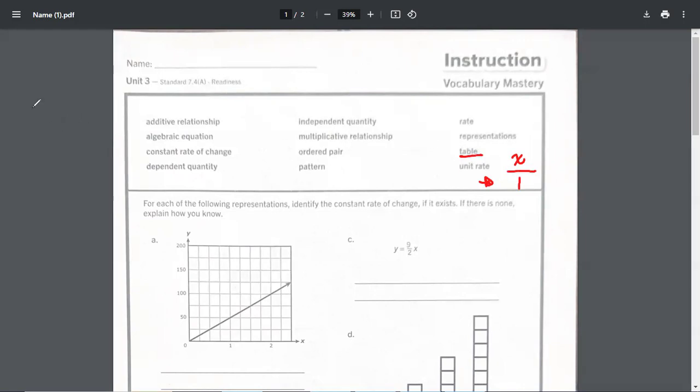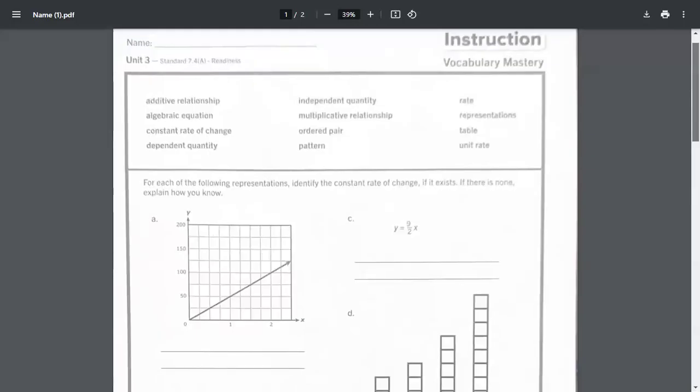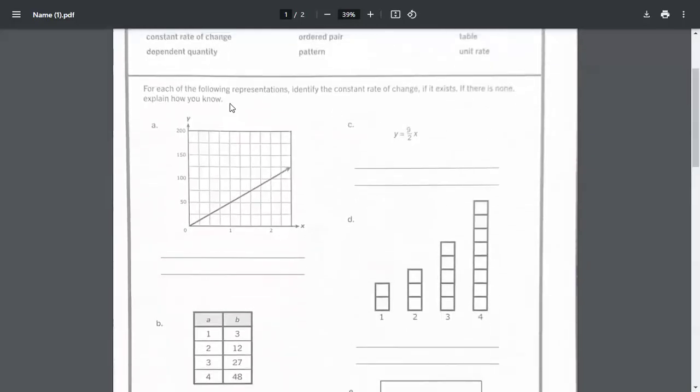Okay. So with that being said, I gave you enough information to be able to answer these questions right here at the bottom. If you didn't write the stuff down or you didn't listen, then you need to be able to go up there. So on this one, it says identify the constant rate of change if it exists. If there is none, then explain how you know. Again, the constant rate of change, that is the slope and how it is changing.